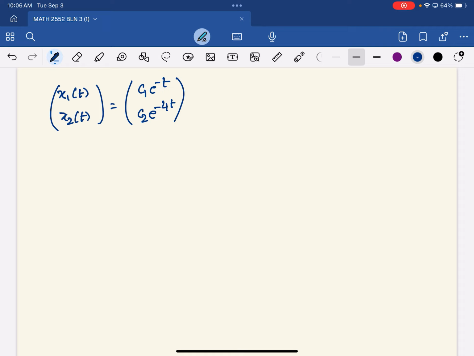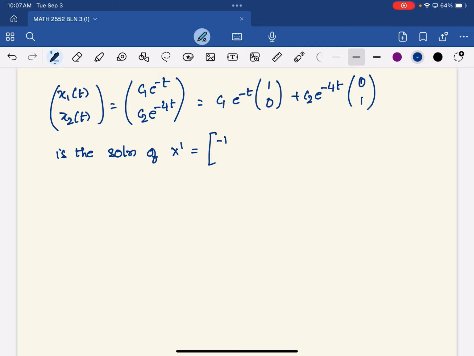So the historian said, why do we have to keep it like this? It doesn't look nice. It doesn't look elegant. So let's make it look cool, which is c1 e to the negative t times the vector 1, 0, plus c2 e to the negative 4t times the vector 0, 1. Do you agree with me on that? They are trying to separate it out. Then this is the solution of x prime equals the matrix negative 1, 0, 0, negative 4 times your x, where your x is the vector x1 and x2. Do you agree with me on that?